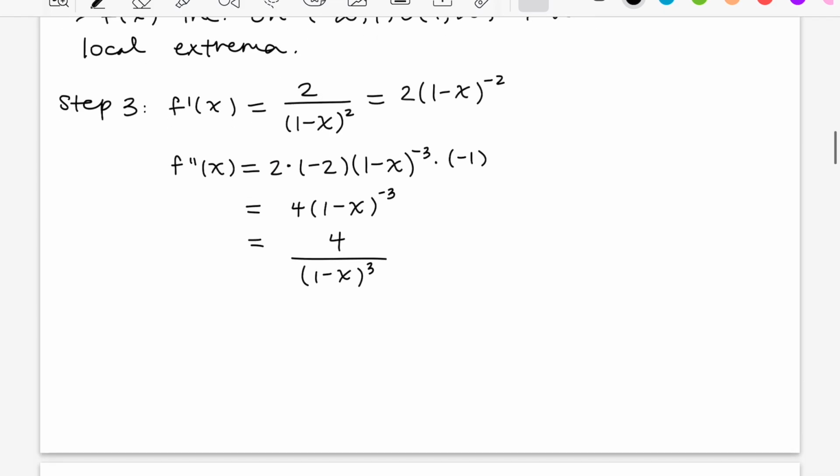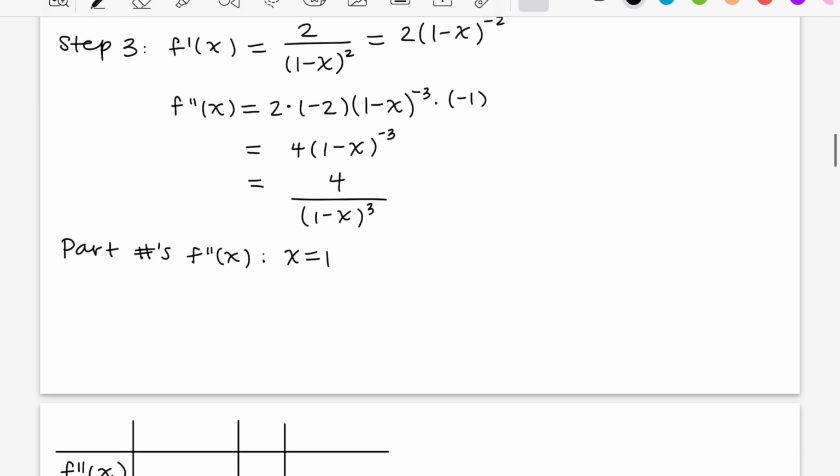All right. So the partition numbers of our second derivative are just going to occur when this is either equal to 0 or undefined. And like we saw when looking at the partition numbers for our first derivative, a rational function of this form will not be equal to 0, but we want to see when this will be undefined, and we know that'll happen when our denominator is equal to 0, or in other words, when x is equal to 1.